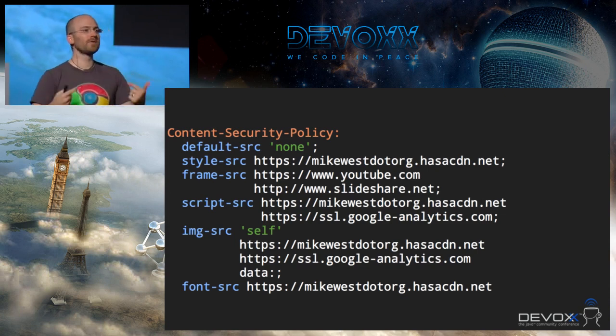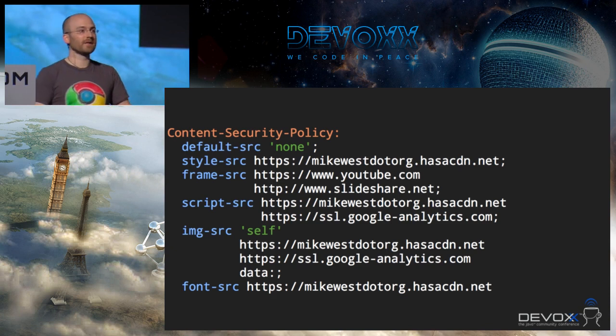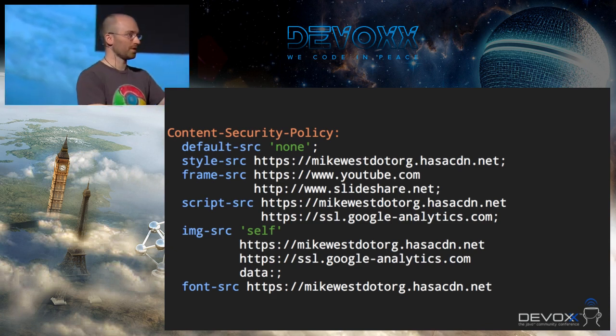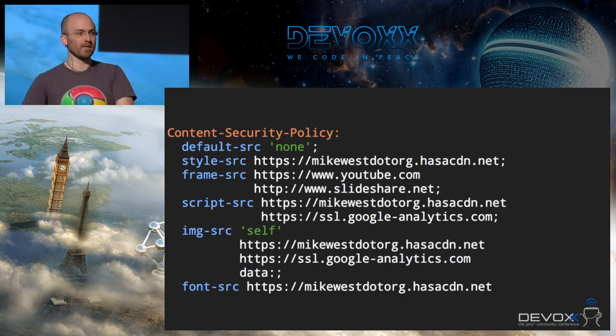Then we slowly loosen this policy by saying, for instance, that mikewest.org.hasacdn.net is a valid source of style. So I can load a style sheet from this origin. And if it comes from this origin, then the browser will allow it. If a style sheet comes from a different origin and is somehow injected into the page, the browser will simply not execute it, will not render that information.